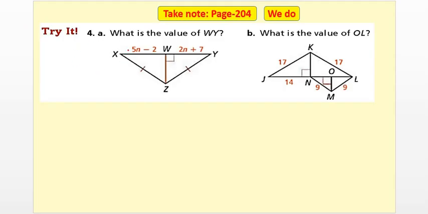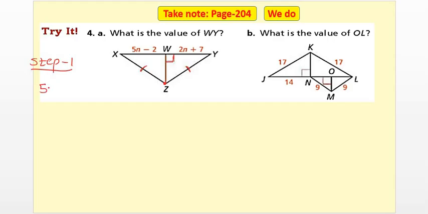This is a try-it question that I took from page 204. It says what is the value of WY? Now first look at the diagram carefully, are they talking about the perpendicular bisectors? Yes, they are talking about the perpendicular bisector. How will we know that? Because we have a right angle over here and this point Z is equidistant from the endpoints of the line segment XY. So in step 1, why do we have to do step 1 and step 2? Because first we have to find the value of the variable n.